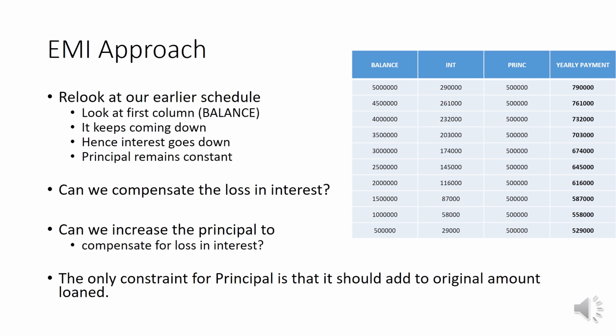The only constraint for the principal is that it should add up to the original amount loaned. There is no rule that says that principal cannot be variable. We can make it variable as long as the yearly payment is constant. No questions are asked about principal, right? So let's exploit this and see if we can get to that point.